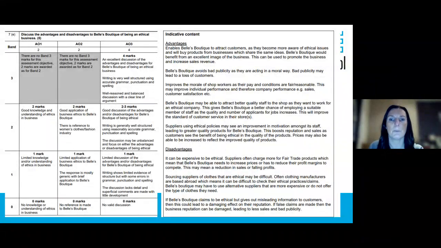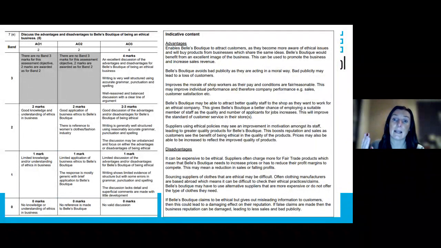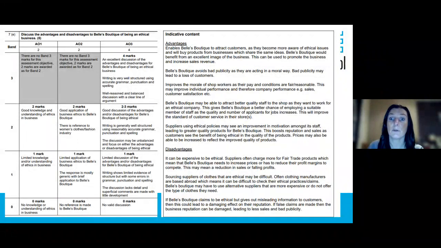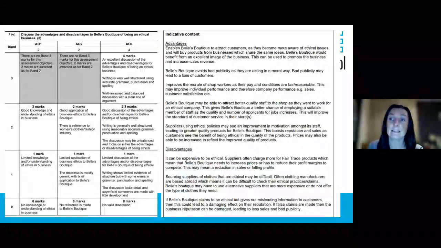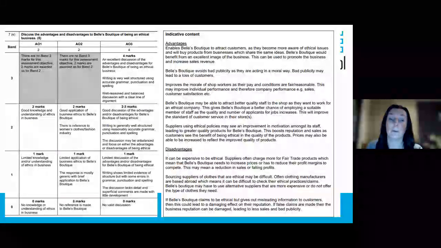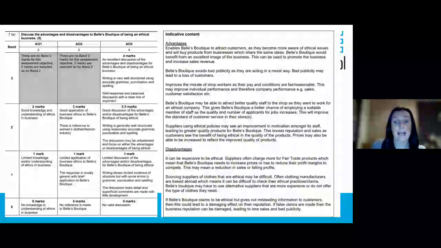So the things that you could put in there is that it attracts customers as they're more aware of ethical issues, buy products from the business which share the same ideas. Bella Boutiques will benefit from excellent image. This can be used to promote the business and increase sales revenue. You could then say, however, it is expensive to be ethical.